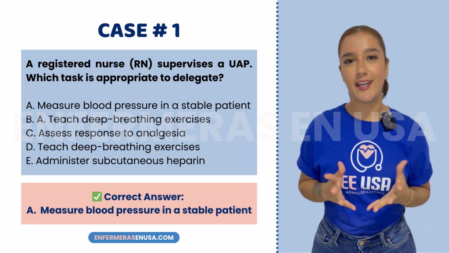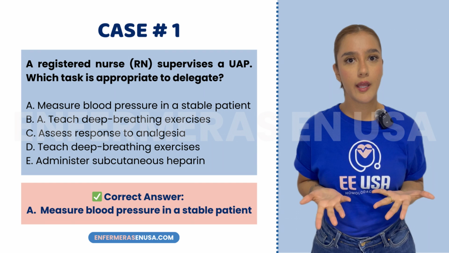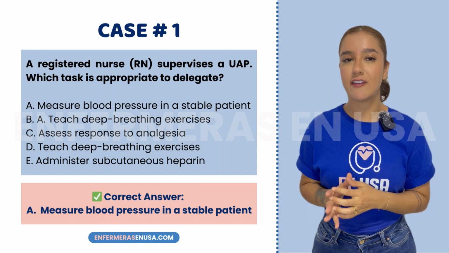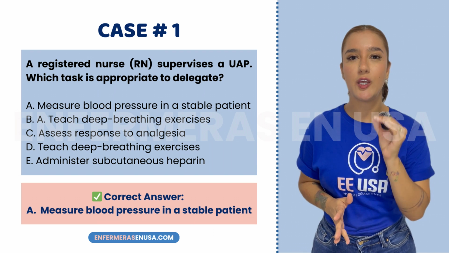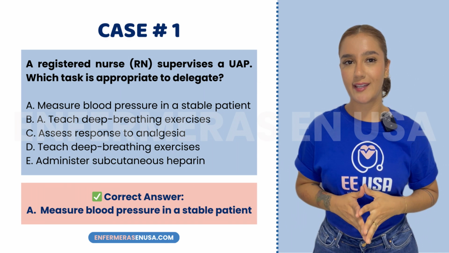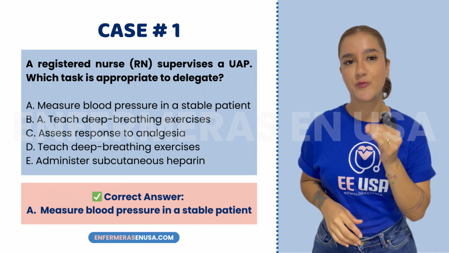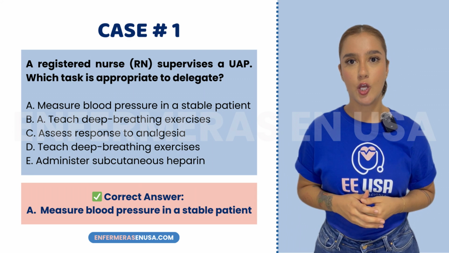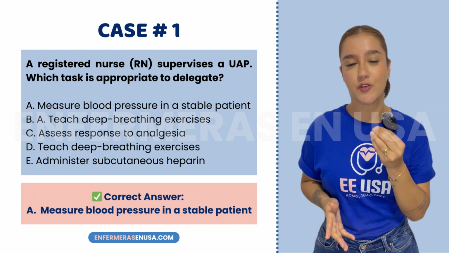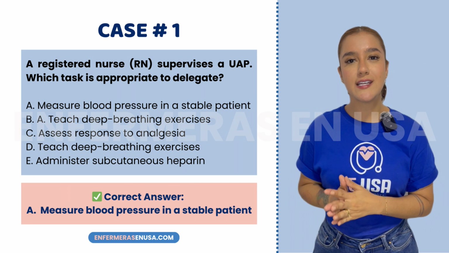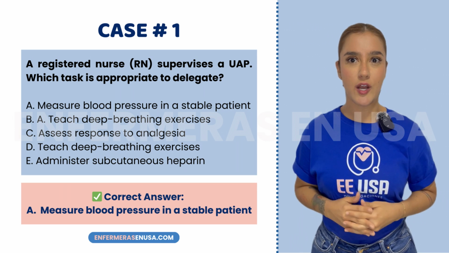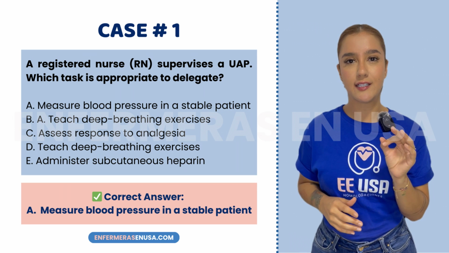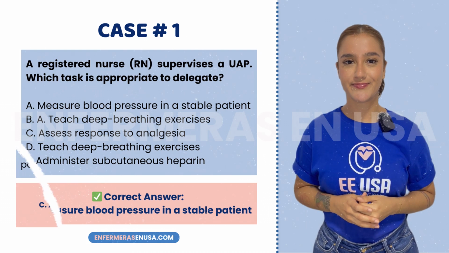Measuring blood pressure in a stable patient. Why? Because vital signs in stable patients fall within the UAP's scope of practice. On the other hand, options B and C involve patient education or clinical judgment, which are the RN's responsibility. And option D involves medication administration, which also cannot be delegated to a UAP.